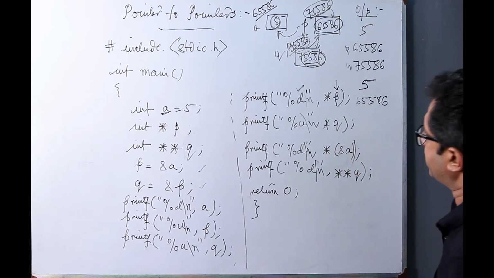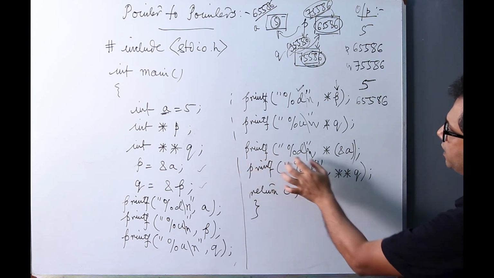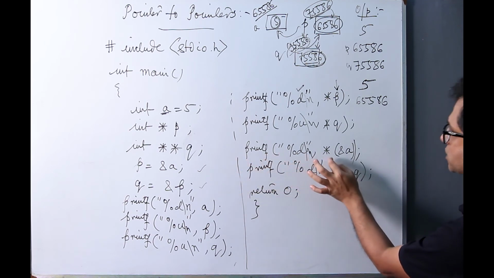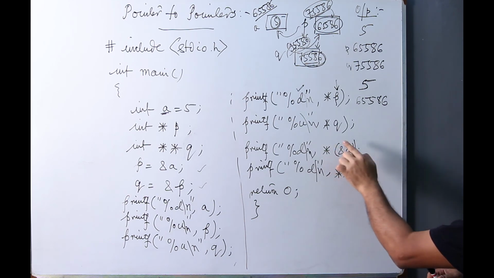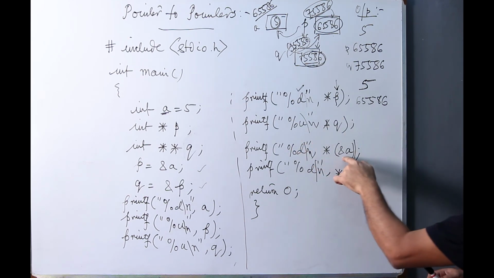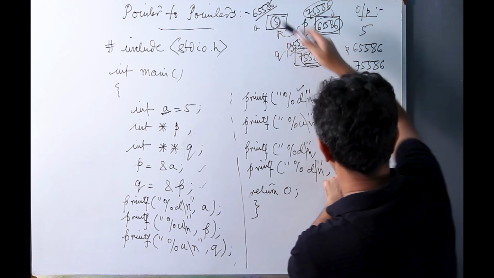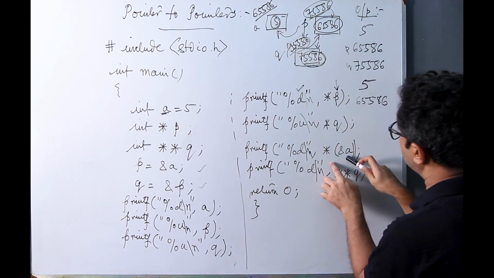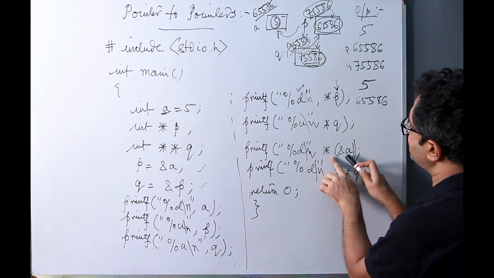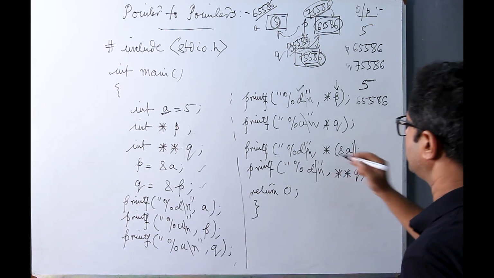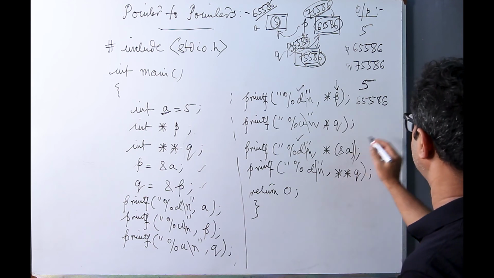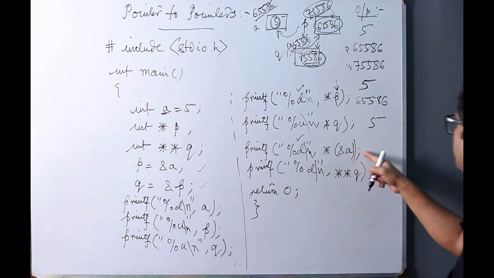So now comes the next line. Printf %d, new line, star ampersand a. What is this ampersand a? Ampersand a is nothing but the address of a. Address of a is nothing but 65586. And what is the star of ampersand a? That is the value at this 65586, and that is going to print 5, and that's why I have taken %d as the format specifier. So 5 will be printed from this line.